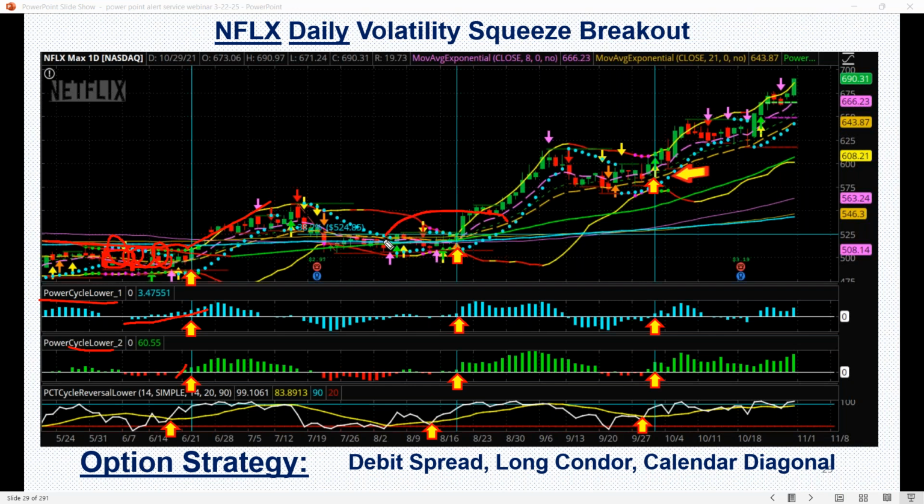Okay, here's another one. You can see the dots created here, and then you can see the break of that prior high, that area there, then a big spike. Here's another one. Consolidation. Now look at what these have in common.